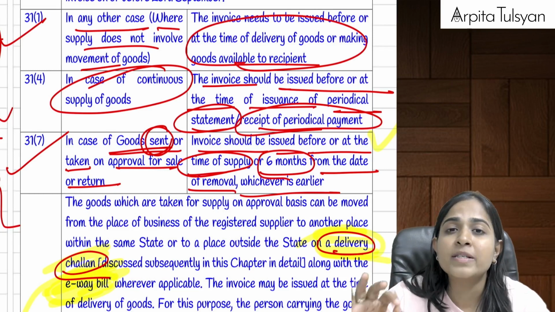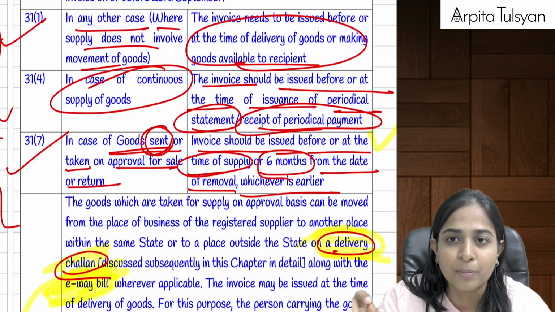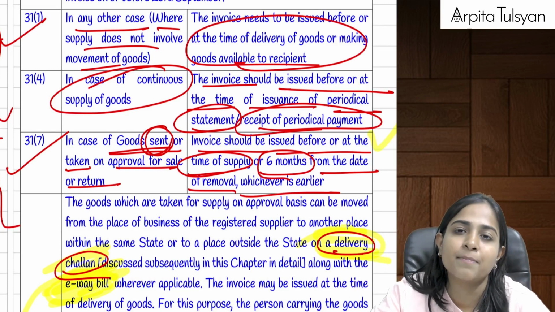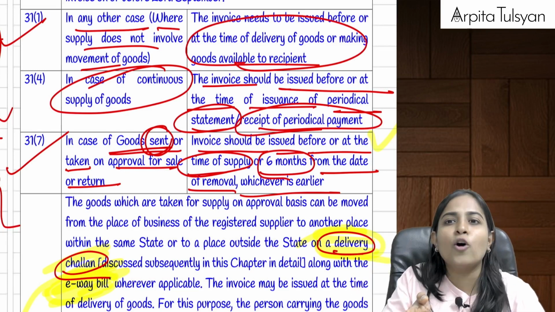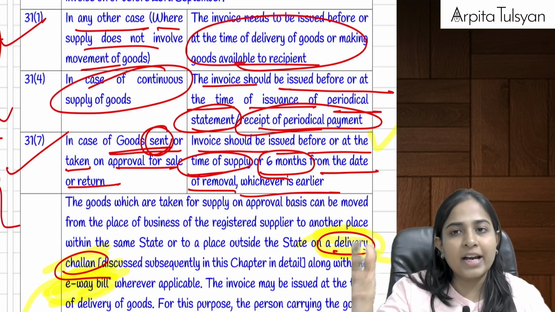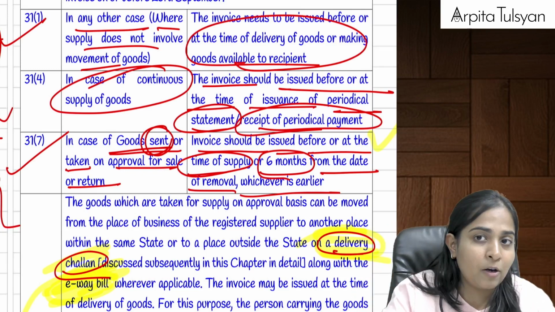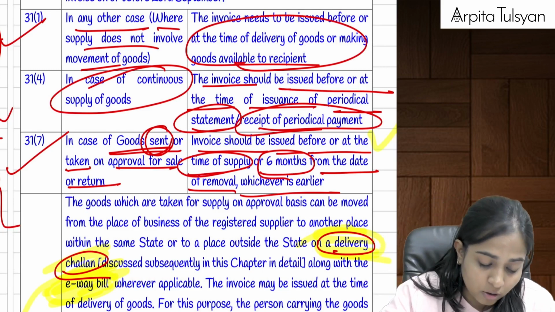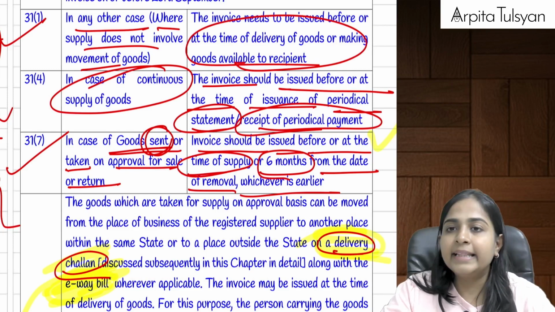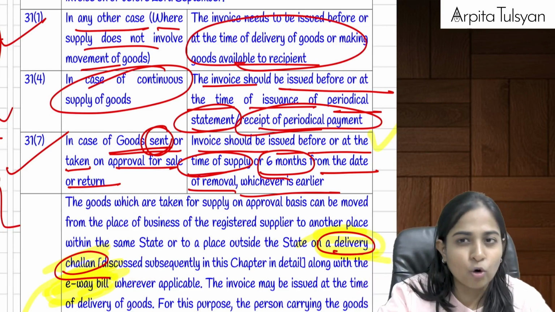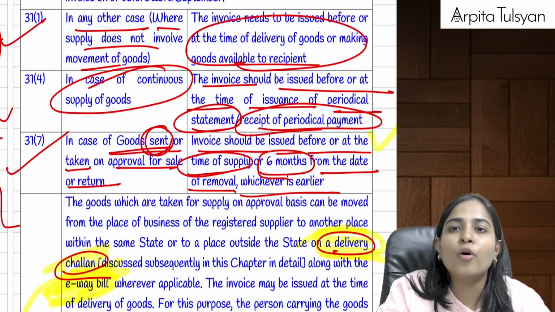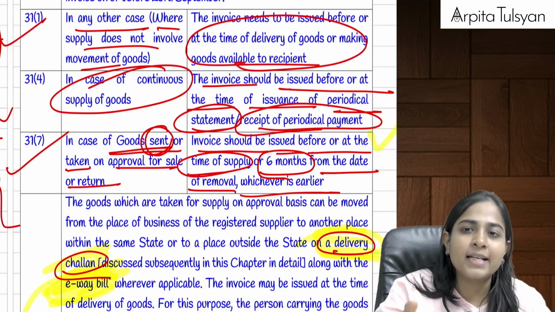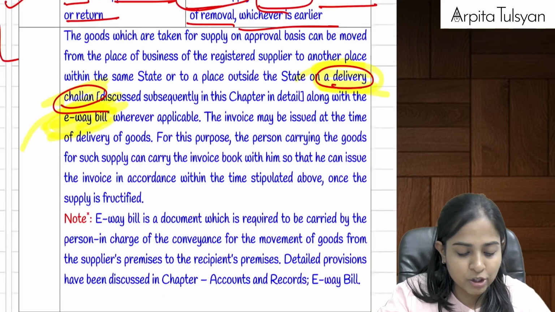If you are not able to sell it within a time period of 6 months from the date of removal from your premises, or if you have not brought it back to your premises within a time period of 6 months from the date of removal, then at the end of 6 months, we are required to issue an invoice and tax becomes payable on such goods. So basically in case of goods sent or taken on approval or return basis, the invoice should be issued at the time of supply when it is sold, or if it is not sold or not brought back within 6 months, then as soon as those 6 months expire, you are required to issue the tax invoice.